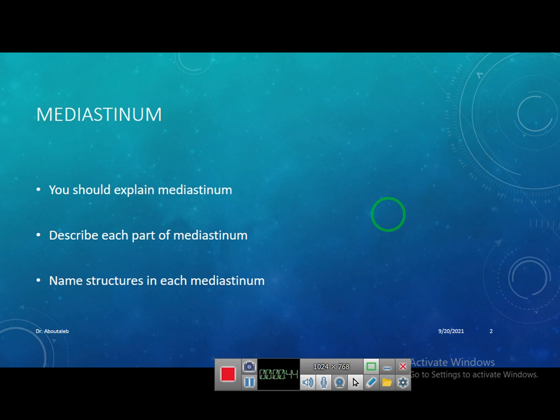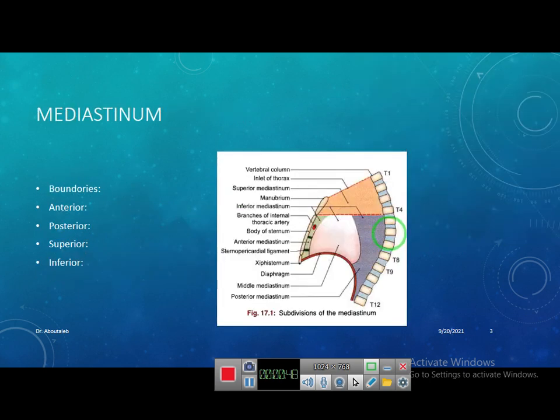We should name the structures in each mediastinum. So let's get started with the mediastinum and the boundaries of the mediastinum.